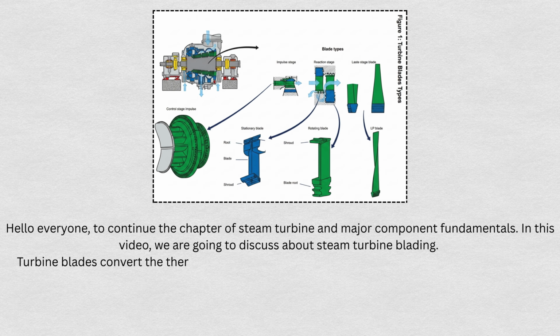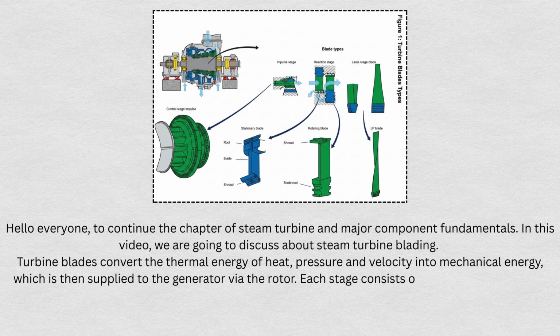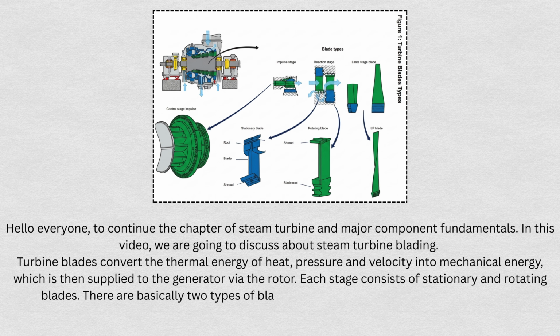Turbine blades convert the thermal energy of heat, pressure and velocity into mechanical energy, which is then supplied to the generator via the rotor. Each stage consists of stationary and rotating blades. There are basically two types of blade designs in use today, impulse and reaction.